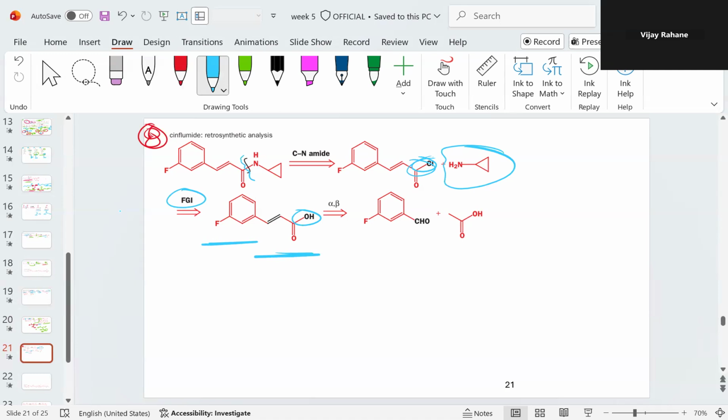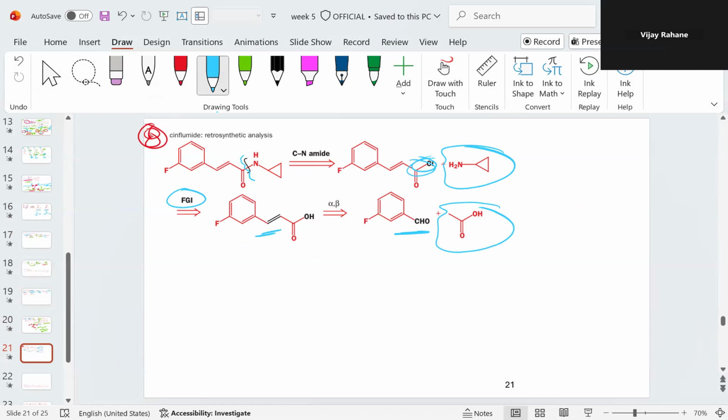So here there is a double bond, and as I showed earlier, this can be the disconnection. So this can be from the aldehyde, and now this from this type of acid. So if you look at the retrosynthesis, sorry, the linear synthesis also for this molecule.